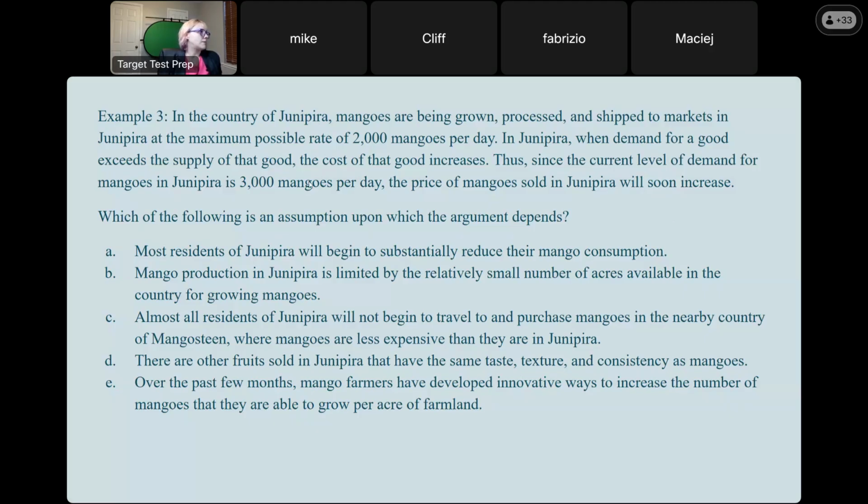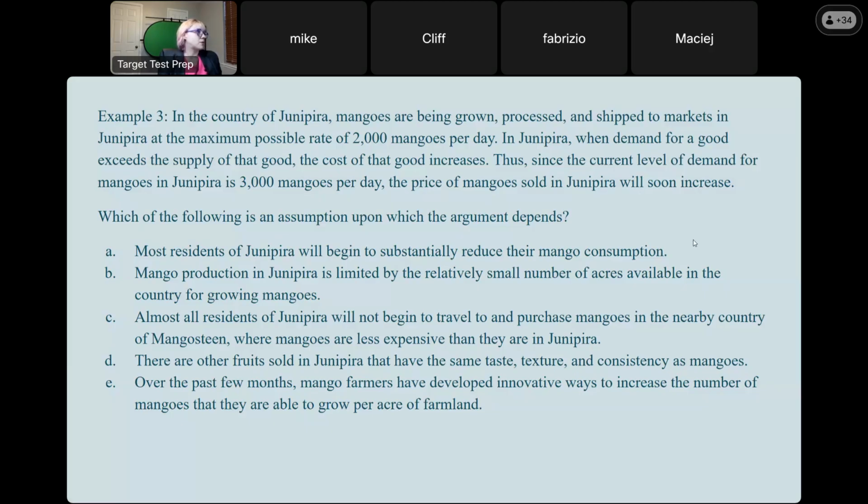So, right now the demand is 3,000. They're maxed out at 2,000, and that's what they're producing. They explain the concept of balancing supply and demand here, and that applies in Junipero, which is good to know, because if it didn't, that would change things. And then basically the conclusion is, since demand exceeds supply, the price of mangoes will soon increase. So let's look at our choices.